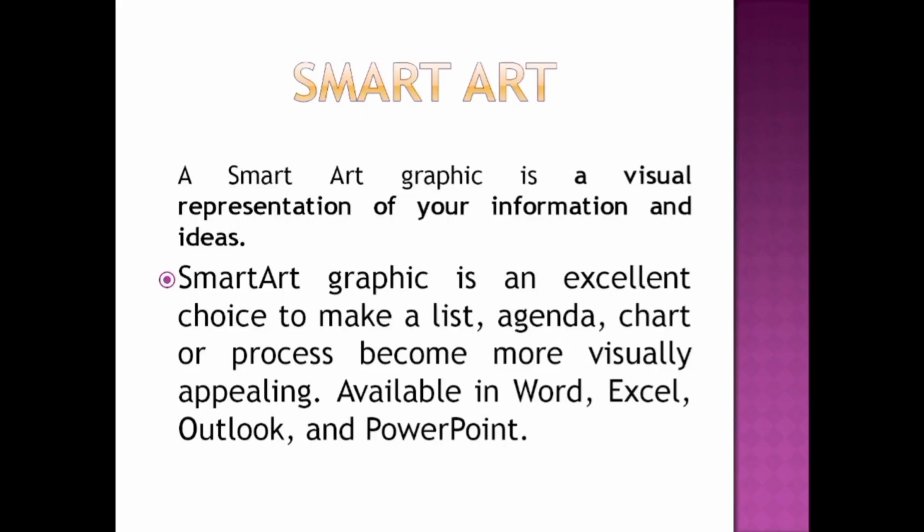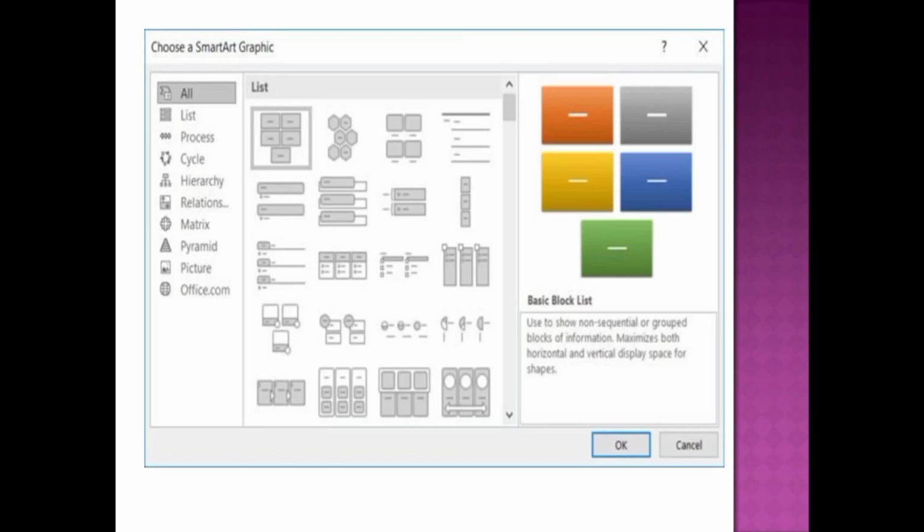That is the SmartArt feature. It is available in MS Word, Excel, Outlook, and PowerPoint. Here you have seen different SmartArt graphics that you can add to your document if you want to display something like a list, process, cycle, hierarchy, relationship, matrix, pyramid, pictures, and Office.com.